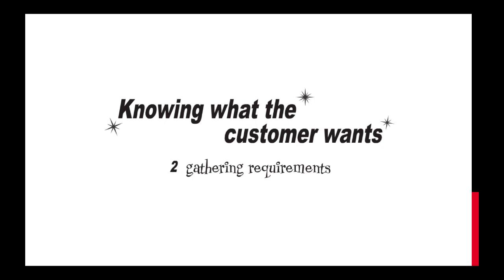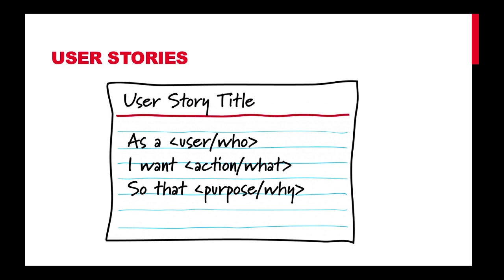In the Agile methodology, the fundamental way we do this is through user stories. We'll talk about this in a little more depth. A user story has a title, which encapsulates the requirement, and it has three segments: as a user, or who, I want an action, or what, so that there's a purpose, or why. So as a general user, I want to log in so that I can view my account. As an administrator, I want to log in so that I have access to everything.